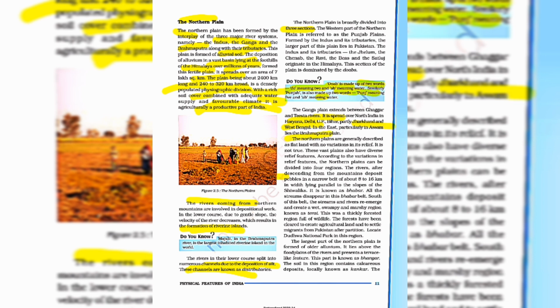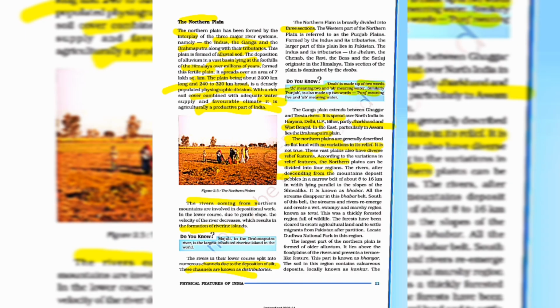So these are the three sections: the Punjab plain, the Ganga plain, and the Brahmaputra plain. The northern plains are generally described as flat land with no variation, and its relief as a plain. It is not true. These vast plains also have diverse relief features. According to the variation in the relief features, the northern plain can be divided into four regions.